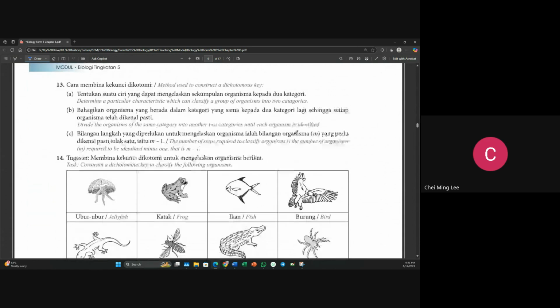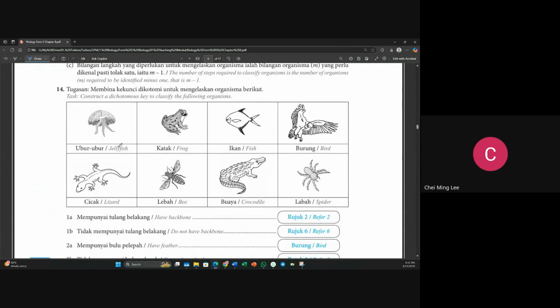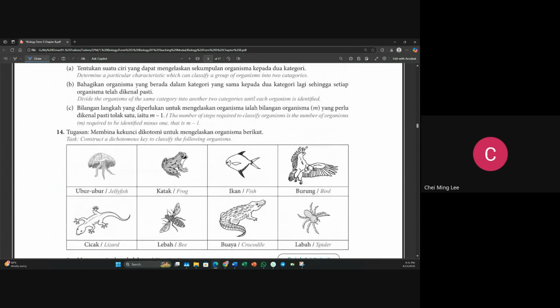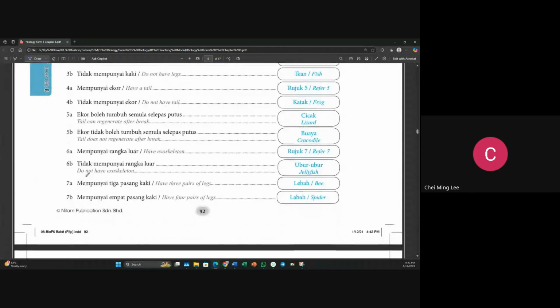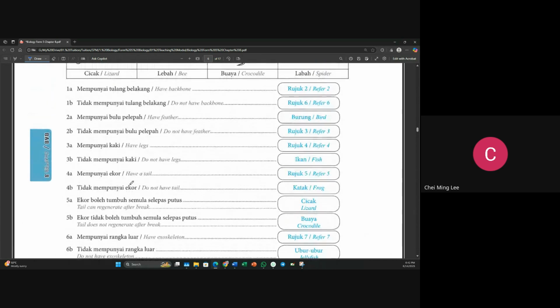Okay, now let's see. Now they have jellyfish, frog, and so on. Oh, n-1 is the steps. So if n is the number of organisms, then your steps should be n-1. So if you have 8, you have to divide 7 times. For example, here is 8, right? How many times do you divide? 7 times. 7 characteristics that you should have.